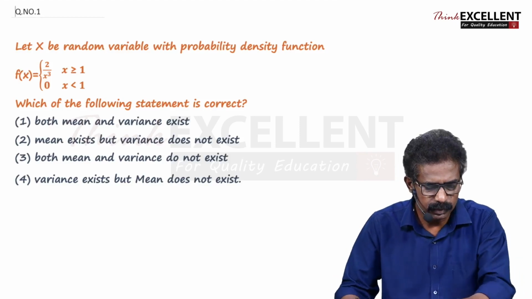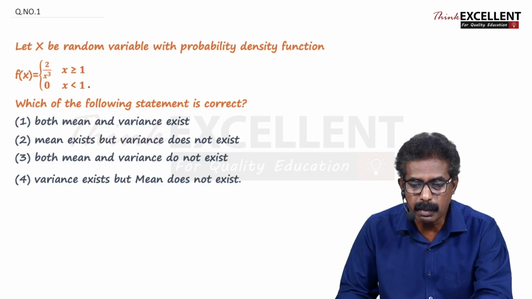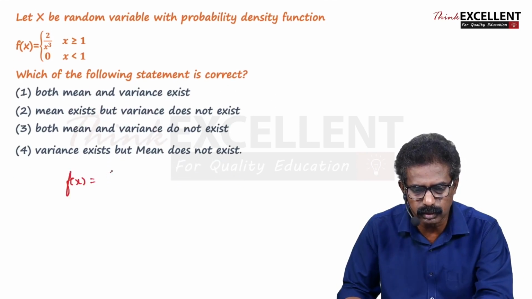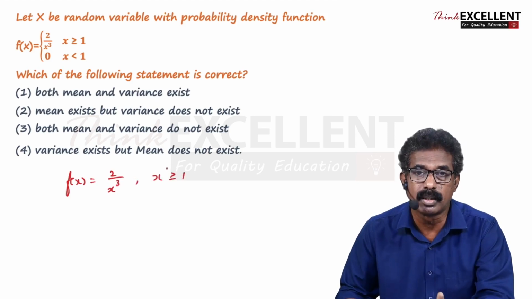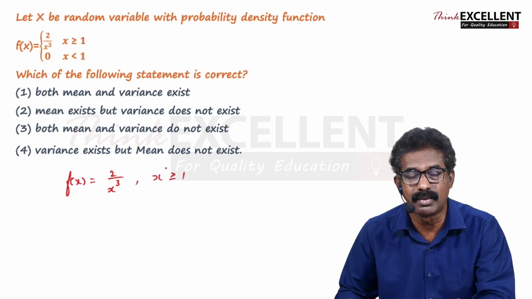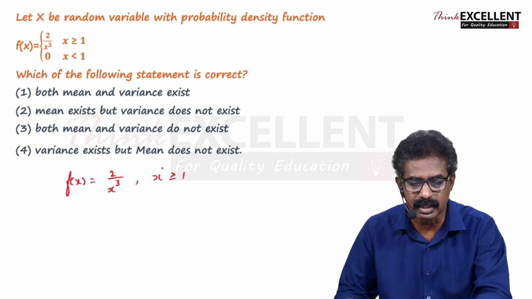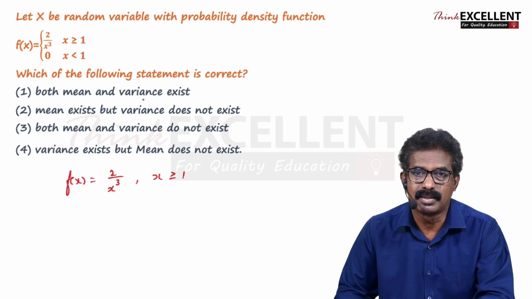Listen, the first one. X is a random variable with probability density function f of x, which is given as f of x equals 2 by x cube when x is greater than or equal to 1. Greater than or equal to 1 means 1 and higher values, so when you give the limit, you give 1 to infinity. Which of the following statements is correct, they asked.